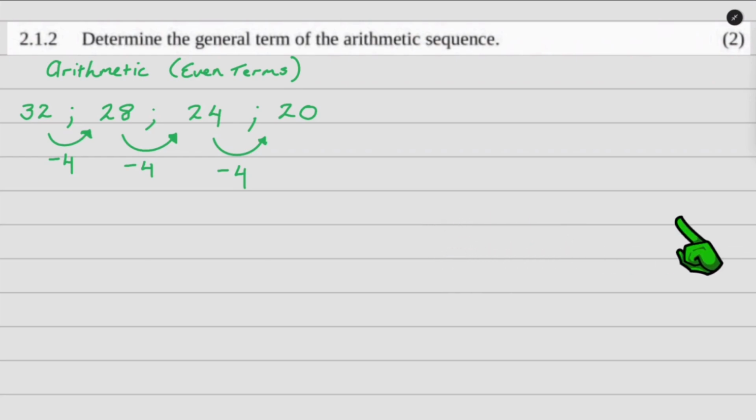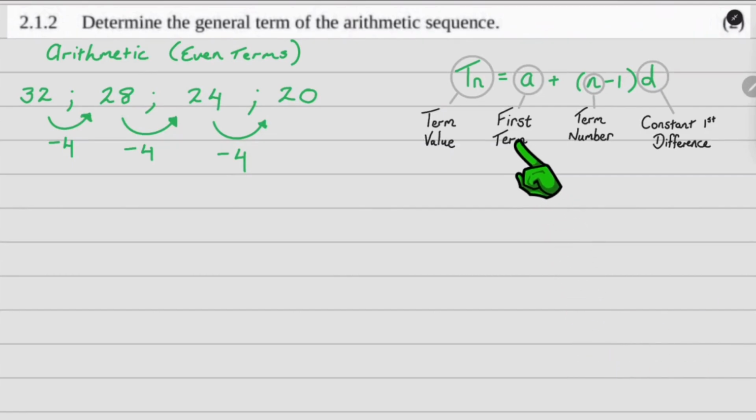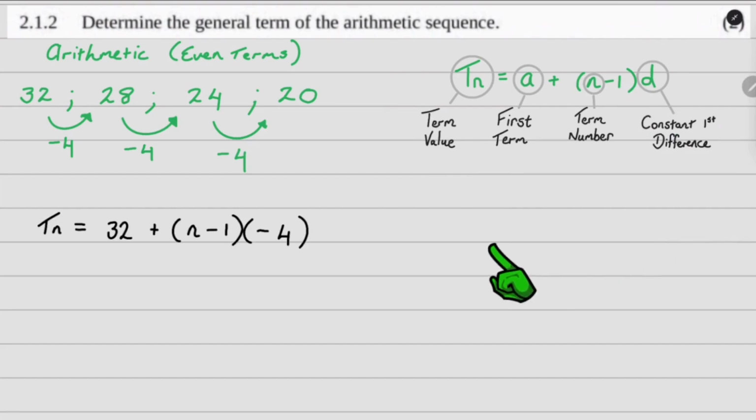And now we can just grab our formula and get the general term. So we've seen this formula a lot in this past paper already. So let's grab him quickly. So I'm going to sub in my first term and my constant difference of minus 4. And the term number I just leave behind, and then I simplify the whole thing. So let's sub into this formula quick. Okay, now that I've subbed in my first term and my constant difference, I'm going to distribute this negative 4 in.